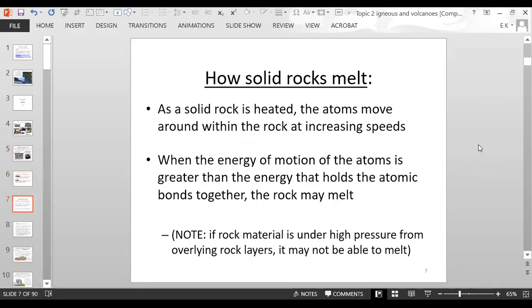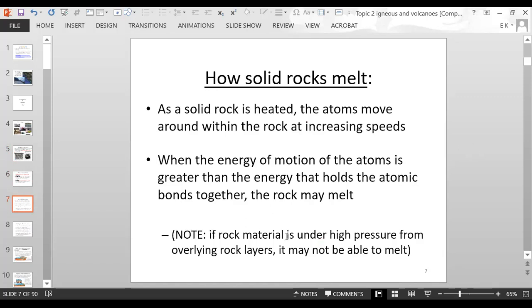So how do solid rocks melt? As a solid rock is heated, the atoms move around within the rock at increasing speeds. When the energy of motion of the atoms is greater than the energy that holds the bonds together in the crystals, then that's when the rock can melt.